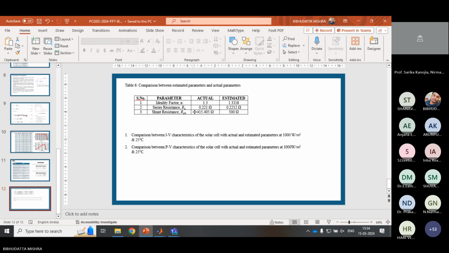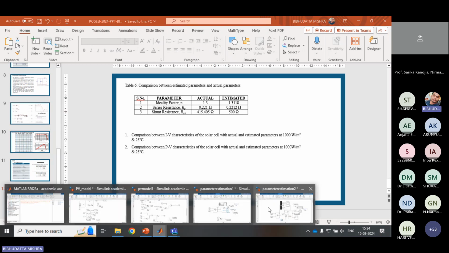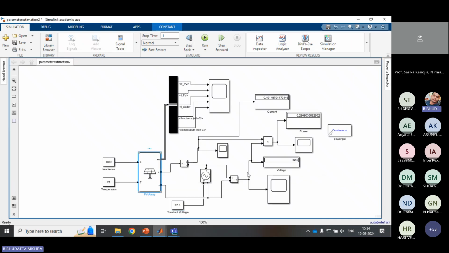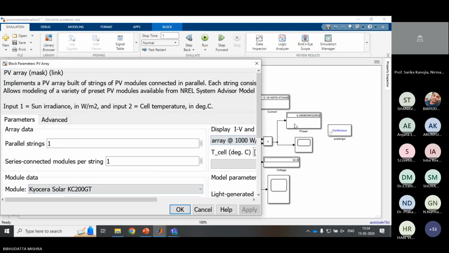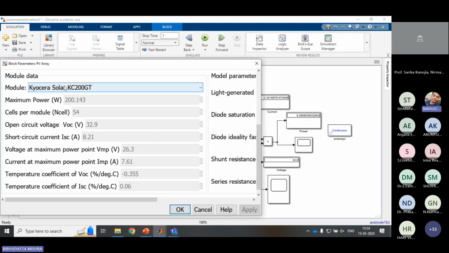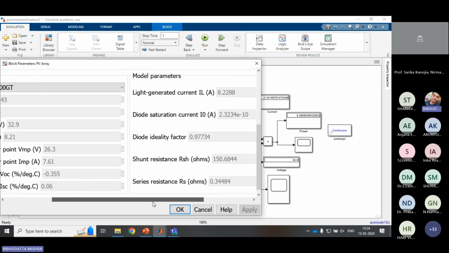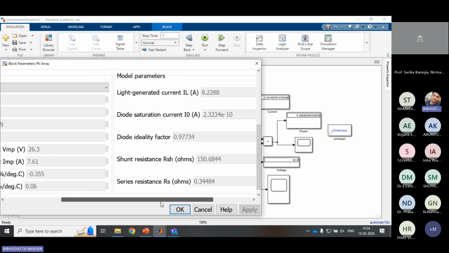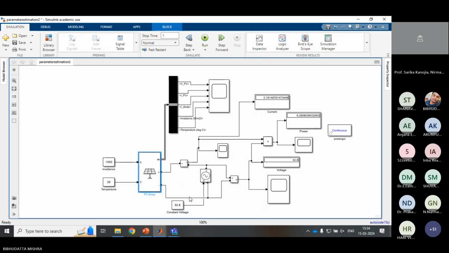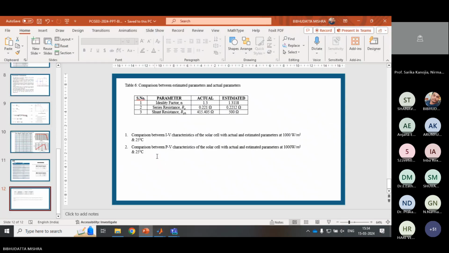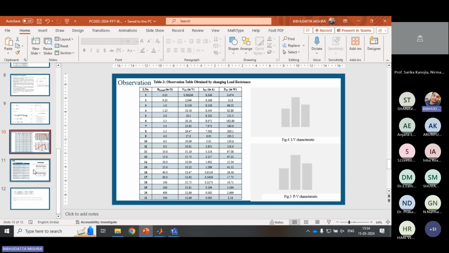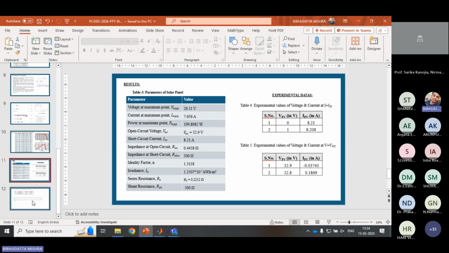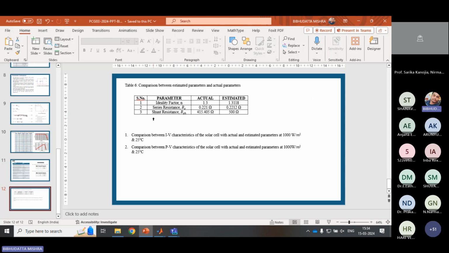And finally, as you noticed, the PV array we have taken is the Kyocera Solar KC 200 GT. Finally, we need to find the identity factor N, actual and estimated value, after calculating. The series resistance and shunt resistance values we have already mentioned in the parameter section, and we need to verify them here after calculating, and yes, it approaches and goes as per the modeling.